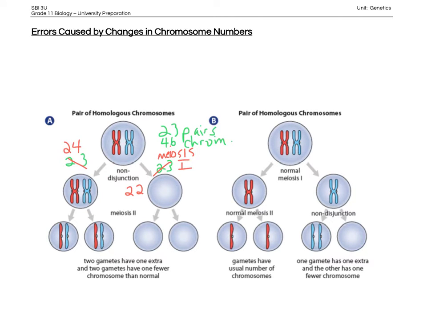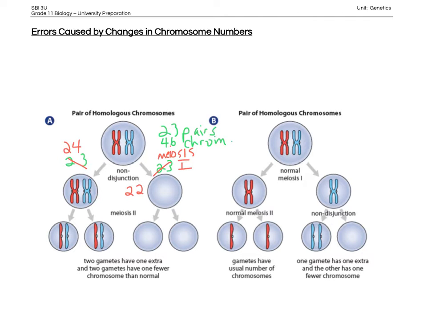And so for that one homologous pair, both of them go to one cell and neither of them go to the other, hence the difference here. And so when they split during meiosis 2, I have some gametes that have an extra chromosome, and I have some that have one fewer chromosome.